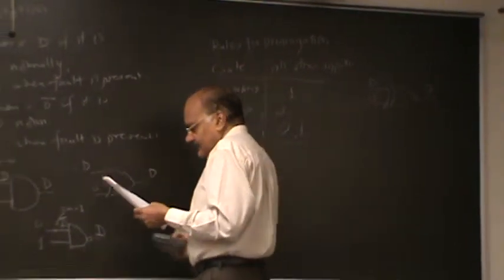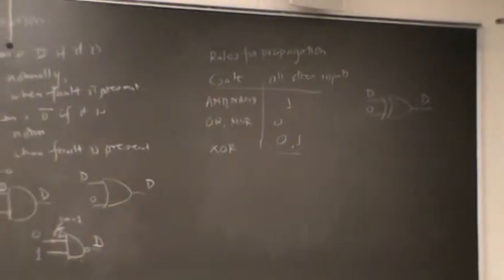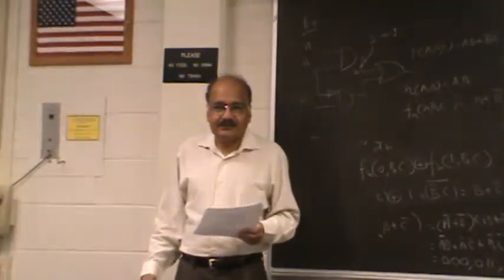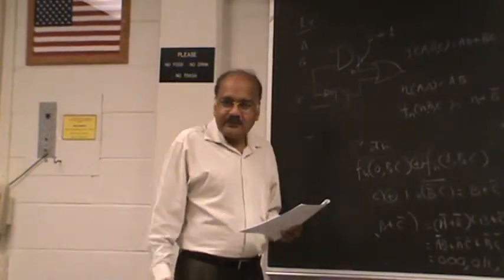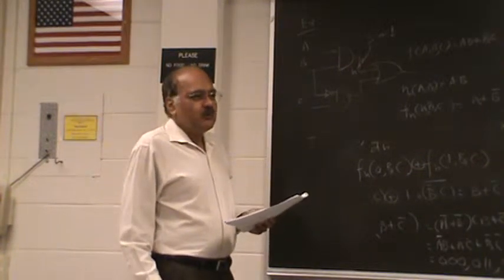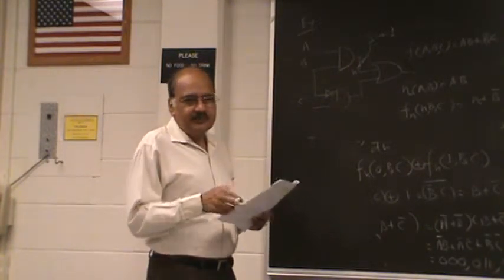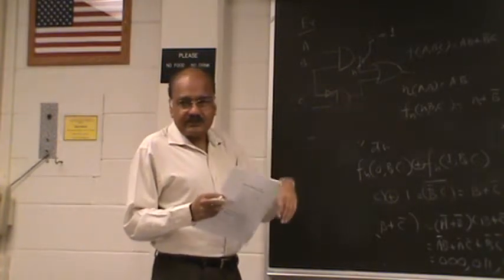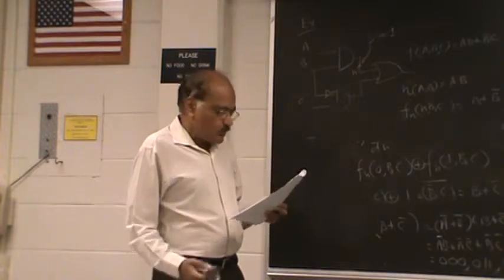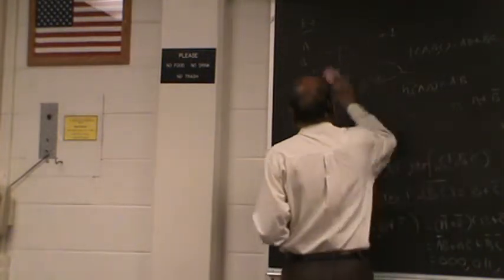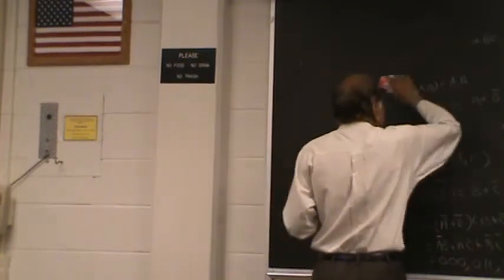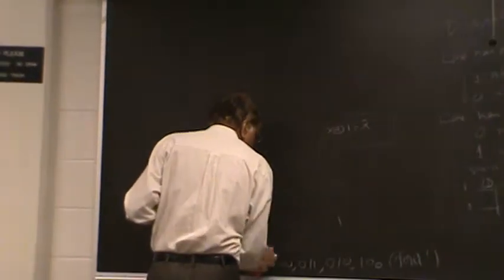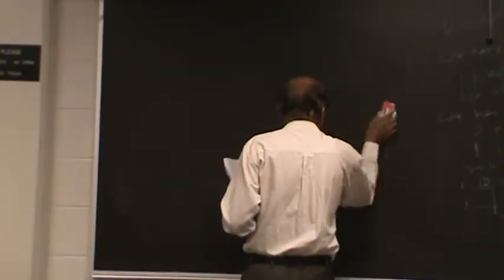Now let us look at the idea of single path propagation. So now we want to come up with a method of generating tests. What we need to do is to excite the fault, at the site of the fault get a D or a D bar, and somehow propagate it through the circuit. One possible idea is to use single path propagation. So create a single path from the site of the fault to the output, and that would give you a test.